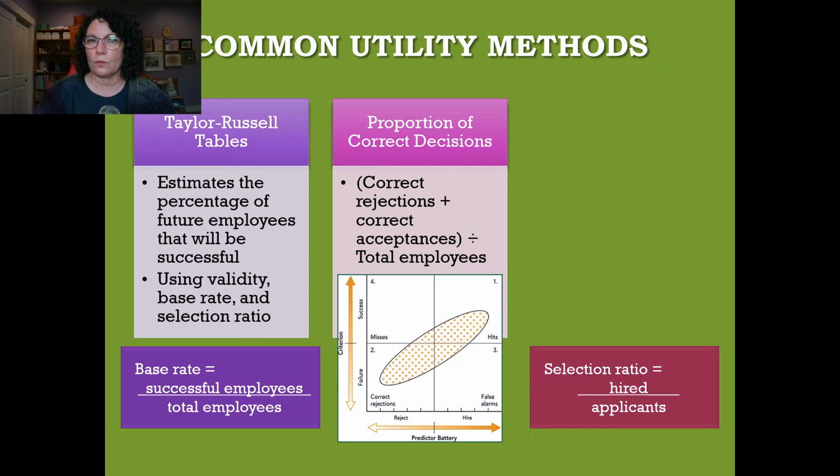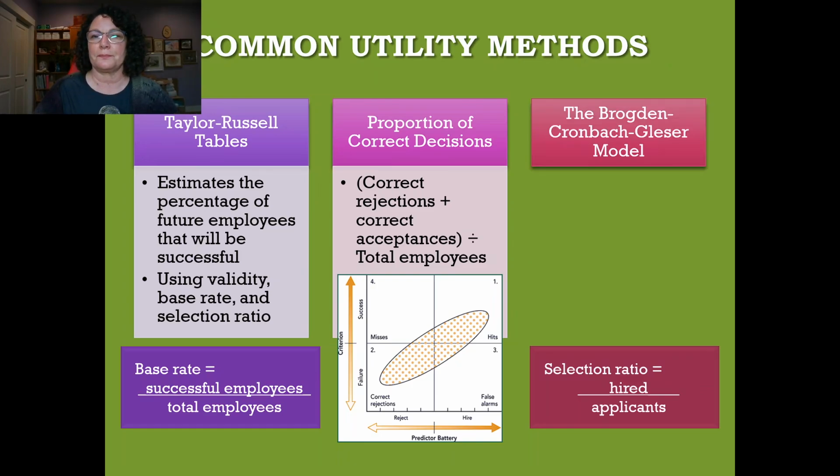The tough one to measure there is the correct rejections, right? Because we didn't hire the person. So there's going to be a little bit of estimating that goes into that correct rejections column, to figure out, okay, well, we didn't hire them because they didn't have these things on their resume, so it must have been a good decision, kind of thing.